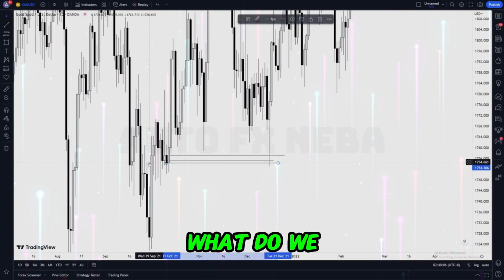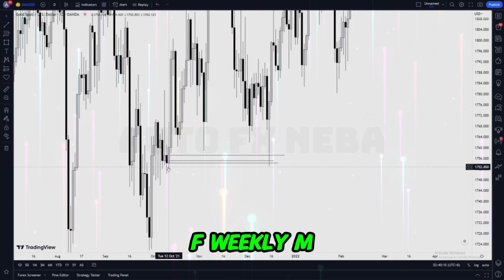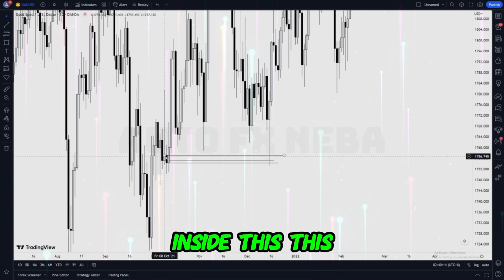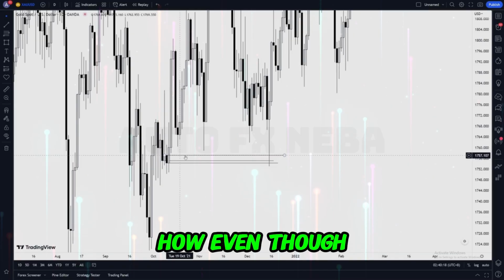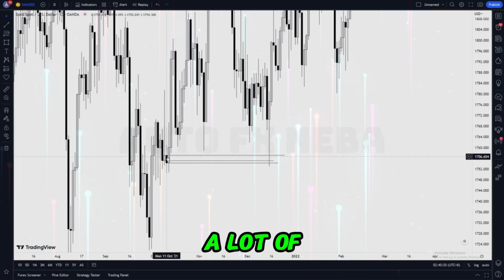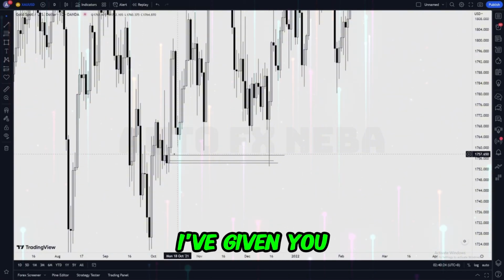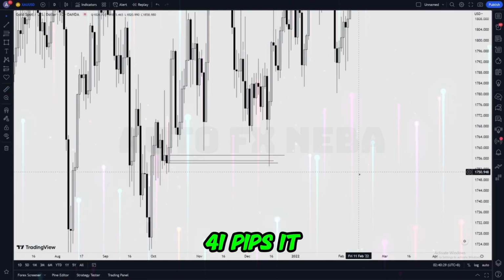Okay, so here, what do we call this? We will be calling this daily, MTF weekly, MTF monthly. Why? Because it's inside this. This is the most perfect one. And you can see how, even though a lot of people think, oh, if I have daily, weekly, monthly, that's the exact area I can enter, no. Look, I've given you so many examples where it still pierces through. How many pips? 41 pips it pierces through.